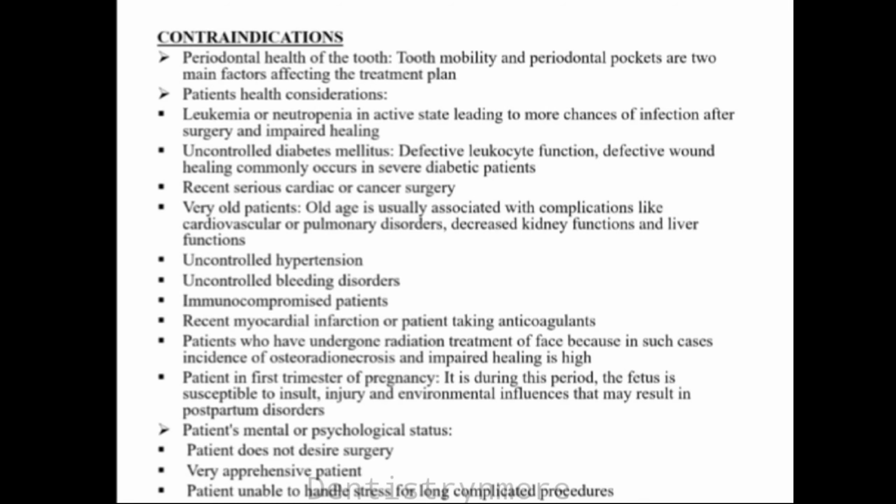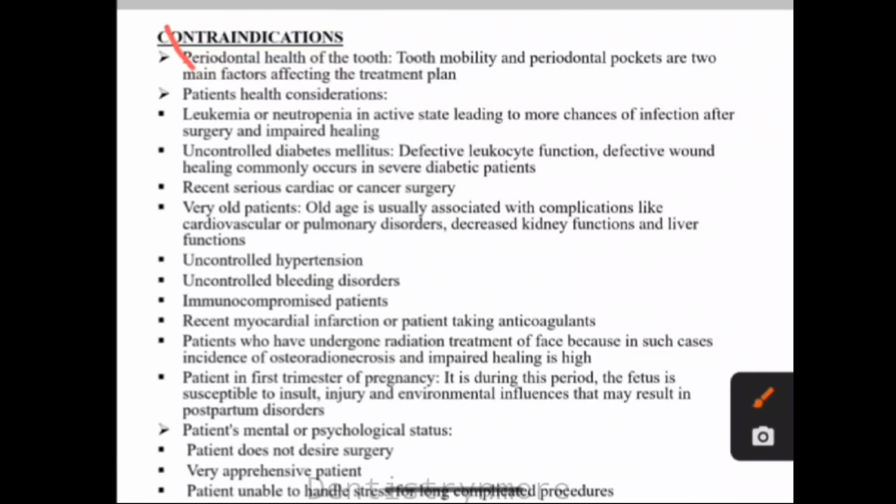And then the contraindications include many of them: periodontal health of the tooth, patient's health conditions, like it cannot be given in case of leukemia, neutropenia, uncontrolled diabetes mellitus, very old patients, uncontrolled hypertension, bleeding disorders, immunocompromised patients. Patient's mental and psychological status that does not deserve any surgery, and patient that is unable to handle stress for long complicated procedures. These are some of the contraindications.